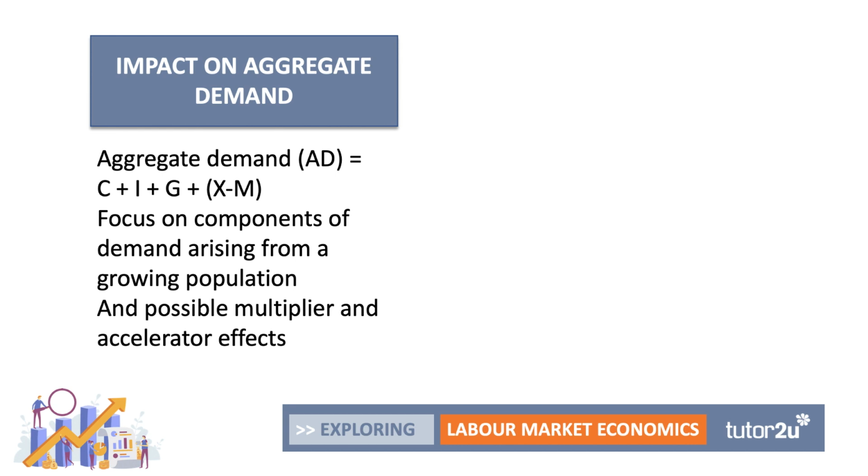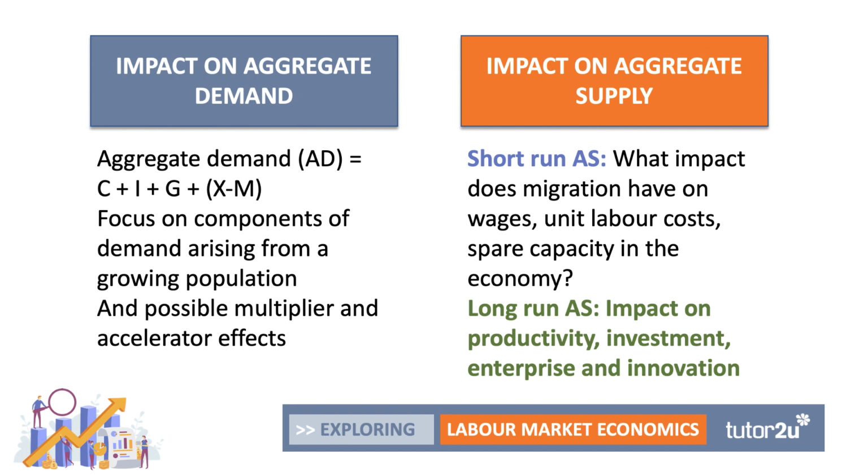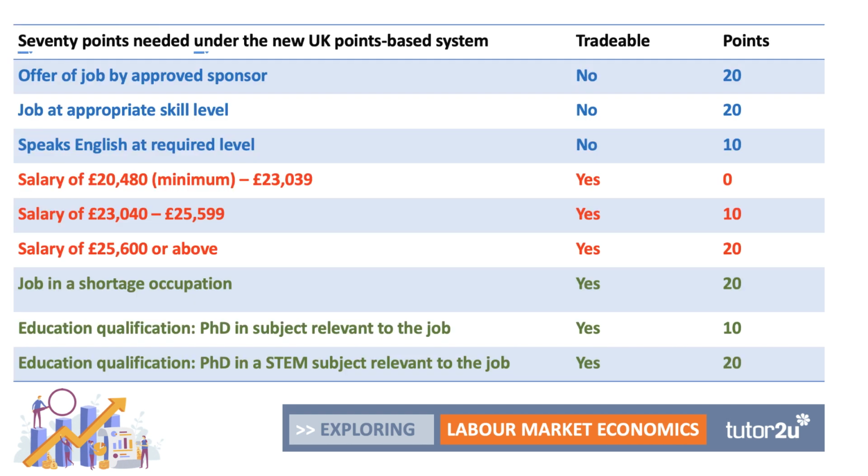So net migration will impact on one or more of the components of demand, including consumption, obviously, but the possible multiplier and accelerator effects if that drives high levels of investment. But there's also the impact on supply. In the short run, what does migration do to labour shortages, to wages, the amount of spare capacity? And in the long run, what about the possible consequences for productivity, which we mentioned, investment, innovation, and business enterprise? So much to discuss.